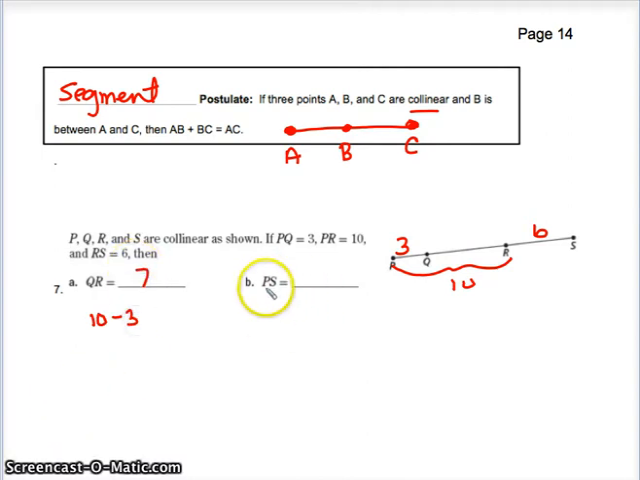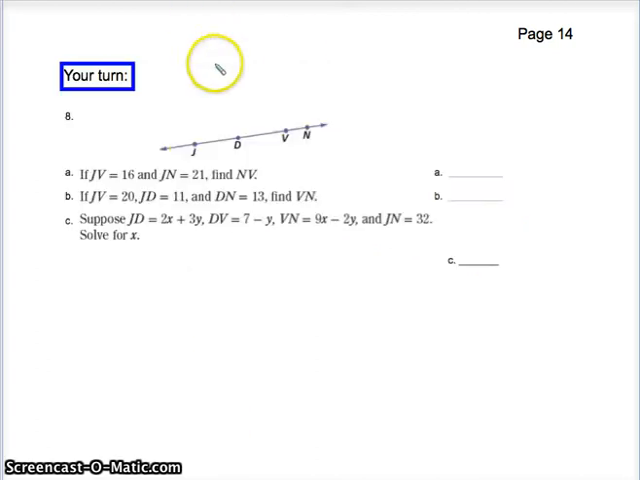And our distance from P to S, that's the entire distance of this segment. Since I just found out QR was 7, I can add that in. I've now got 3 plus 7 plus 6 gives us a total of 16. And there we just used our segment addition postulate to find the distance between P and S. Still on page 14 now. It's your turn. Go ahead and pause the video and try question number 8.